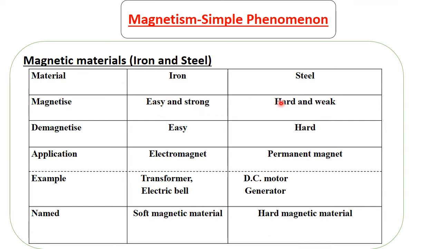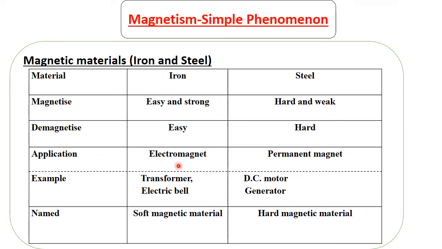Steel, on the other hand, doesn't magnetize easily, and the kind of magnet that's going to be formed is going to be weak. What about demagnetization? For demagnetization, iron again is easy, while steel is hard. Then the uses: iron is used to make what are called electromagnets. We are going to study electromagnets soon. Steel is used to make permanent magnets. The main difference between electromagnets and permanent magnets is permanent magnets are permanent, as the word suggests, while electromagnets are temporary.